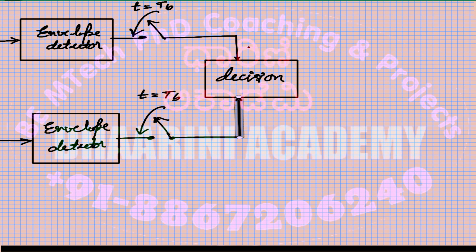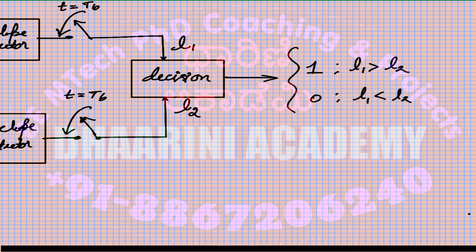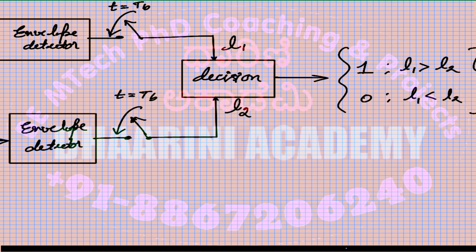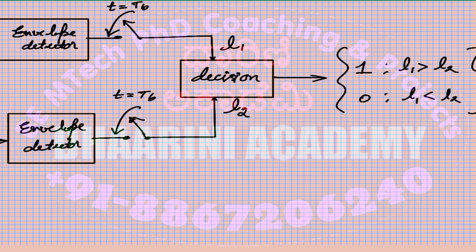So let us try to write the values like this is L1, this is L2. So the decision is 1 if L1 is greater than L2. Okay, the decision is 0 if L1 is less than L2. So ultimately, at the end, we are generating a sequence of binary numbers.